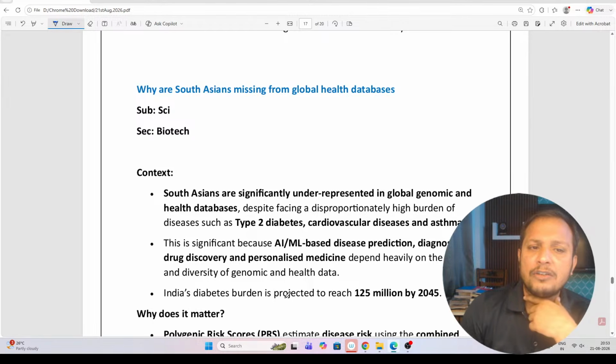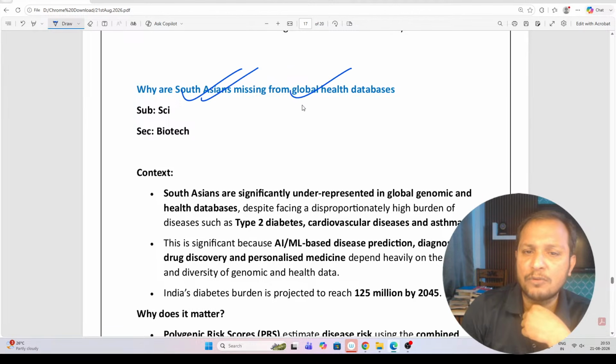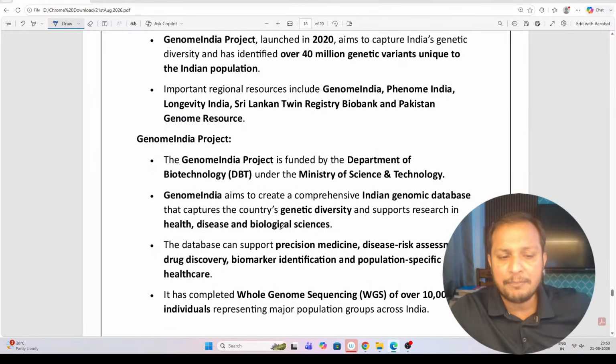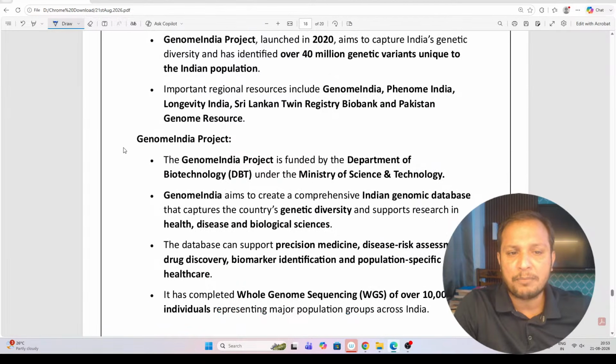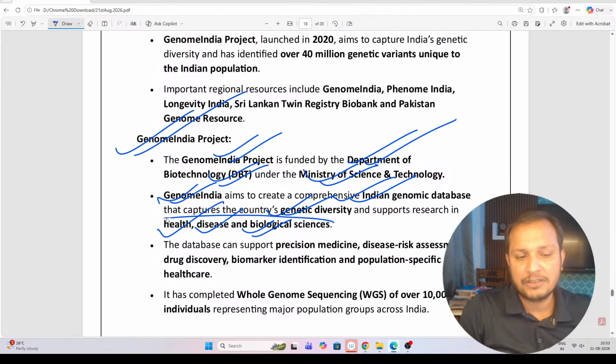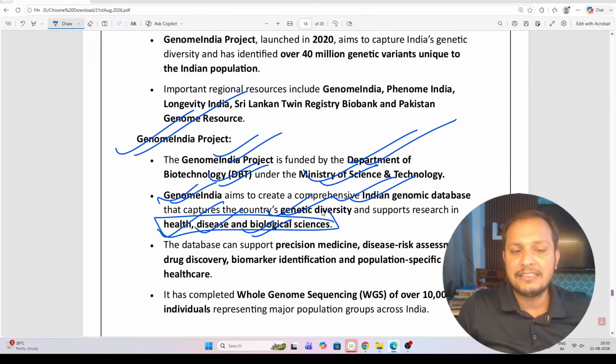Last topic, guys. Why are South Asians missing from the global health database? You know, guys, there is a very big project called the Genome India project. It has been funded by the Department of Biotechnology under the Ministry of Science and Technology. Genome India wants to have a comprehensive mapping of India's genomic database that captures the genetic diversity of the country in order to do research on health, disease, and biological sciences.